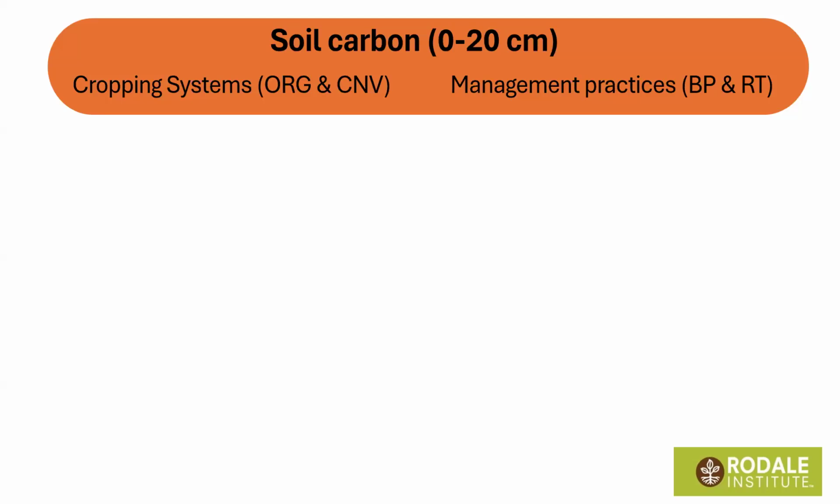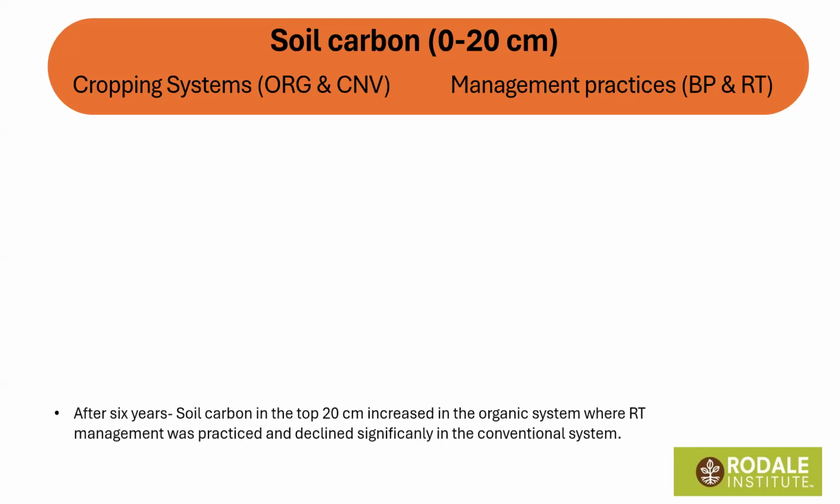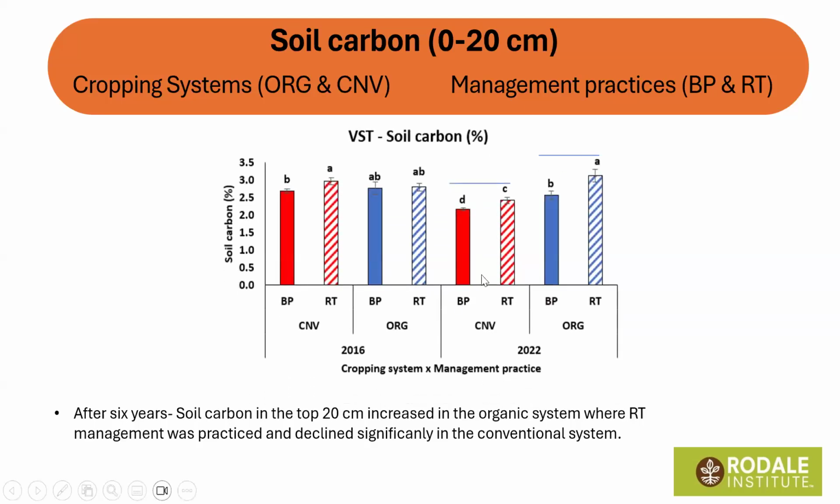And here I'm going to talk about the first layer of soil, between 0 and 20 centimeters, and this is soil carbon. Mainly we are looking into how soil carbon changed with time, from the time of establishment compared to 2022, after 2 crop rotations have been done. Soil carbon is very important because it is important in building the quality of the soil, and it's one of the soil health indicators. So let's look at the soil carbon here.